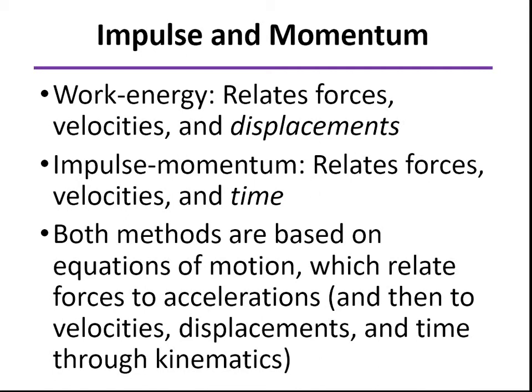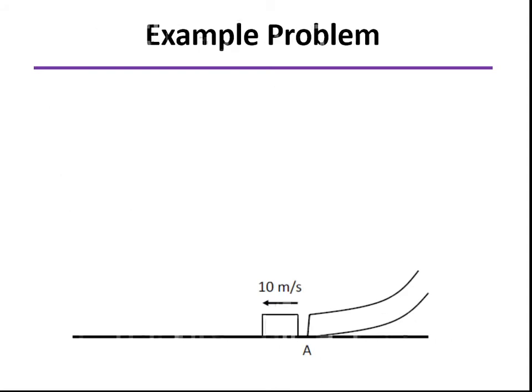But usually, if you don't need to find everything, then either work and energy or impulse momentum tends to be a little simpler, because in equations of motion you are finding accelerations as an intermediate step and then relating those accelerations to velocities, displacements, and the time. So both work and energy and impulse momentum can be considered shortcut methods where you don't need all the information that you get out of the equations of motion.